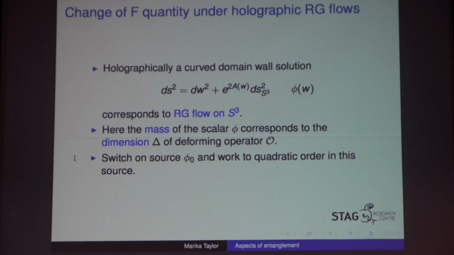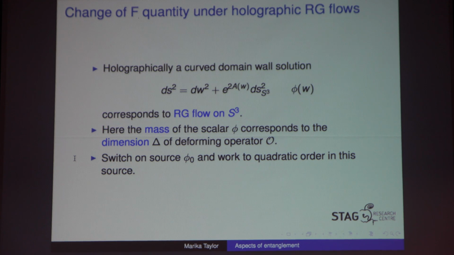Now the scalar, as we said, you always need a scalar to be dual to an operator in the quantum field theory. The scalar is dual to the operator which is deforming the conformal field theory away from its fixed point. Okay, so the basic ingredient you need to describe a renormalization group flow is a warped metric where the warp factor is telling you how things change with renormalization scale, and a scalar field which is playing the role of the operator that deforms the theory. And so the mass of that scalar corresponds to the dimension of the operator that you're switching on.